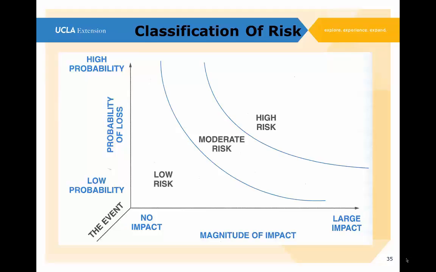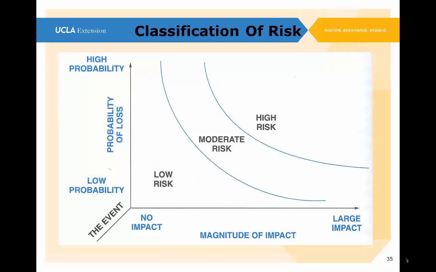And if it has a very, very low probability, but the impact, if it occurs, is higher, we still might consider that a low risk. And if there's very, very little impact, but a high probability of occurrence, we still look at that as sort of like a low risk. And that's where these curves come from.